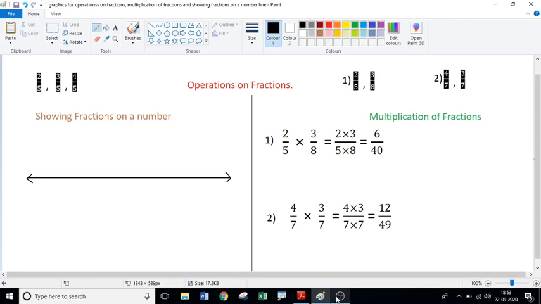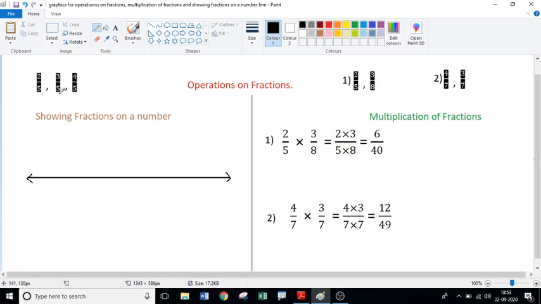The name of the lesson is Operations on Fractions. Our first point was showing fractions on a number line, and the second one we have studied is multiplication of fractions. We will study both the points today.